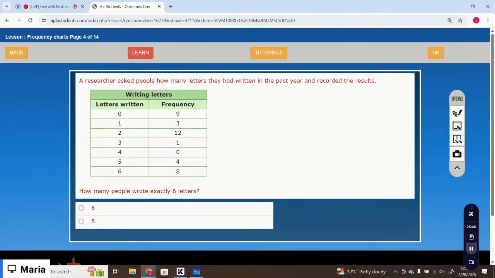A researcher asked people how many letters they had written in the past year and recorded the results. How many people wrote exactly 6 letters? Exactly 6 letters. The frequency is 8. Option number 2 is the correct option.